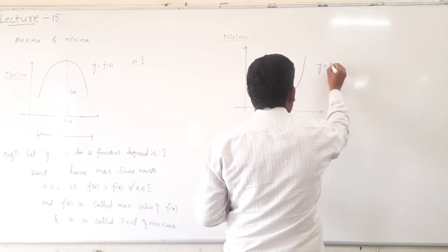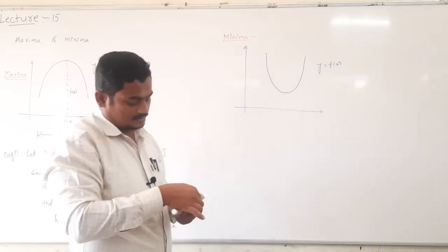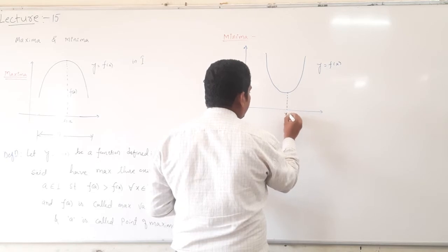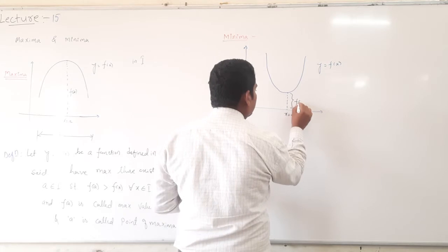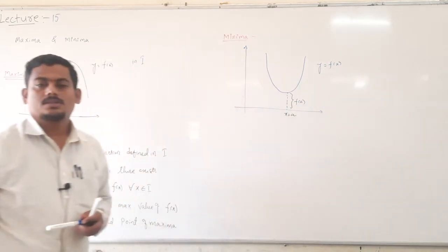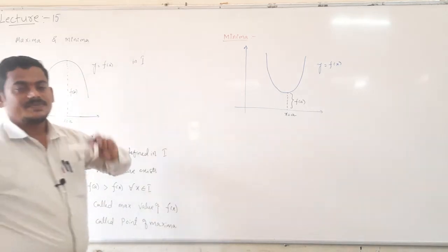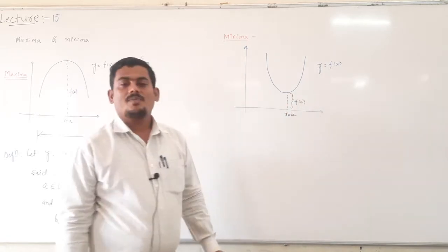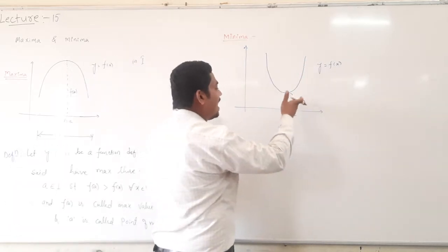This is y equal to f of x, and this is the point at x equal to a, and this is known as f of a. This is our f of a. In this figure f of a is the maximum value, but in this figure f of a is the least value. F of a is known as the minimum value of the function only when all the remaining functional values are more than this value.